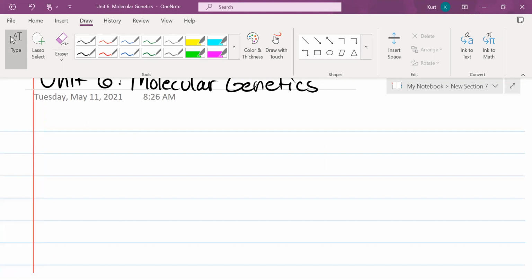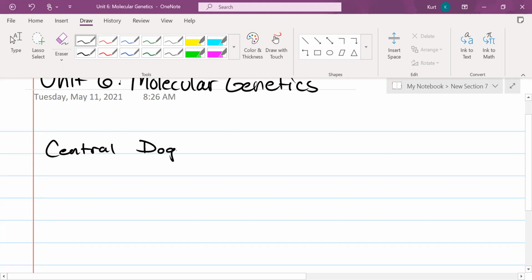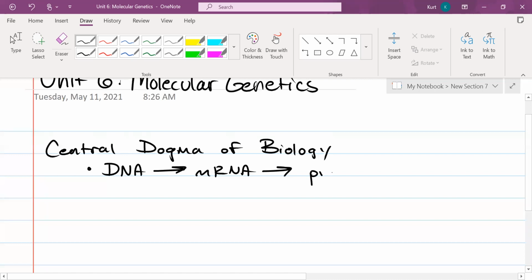Let's begin. We start off with the central dogma of biology. A dogma is like a secular line of thought. And in biology, it basically means DNA creates mRNA, and mRNA produces protein. That's the central dogma of biology. And again, a dogma is like a one way of thinking.